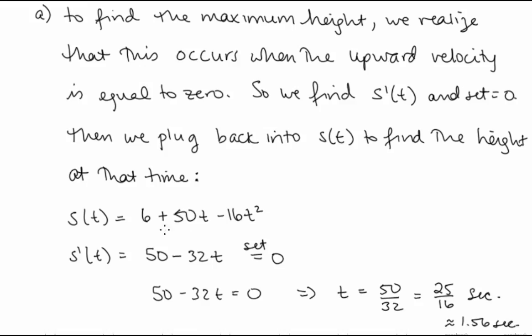So s of t we said is 6 plus 50t minus 16t squared. We take the derivative s prime of t, and that's 50 minus 32t, and we set that equal to 0. We solve for t, and we get 25 over 16 seconds. It's approximately 1.56 seconds.